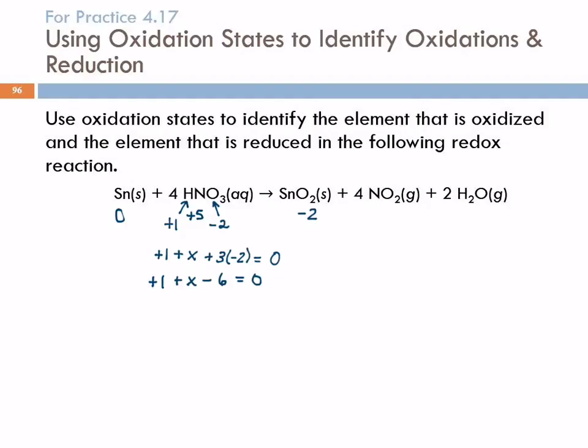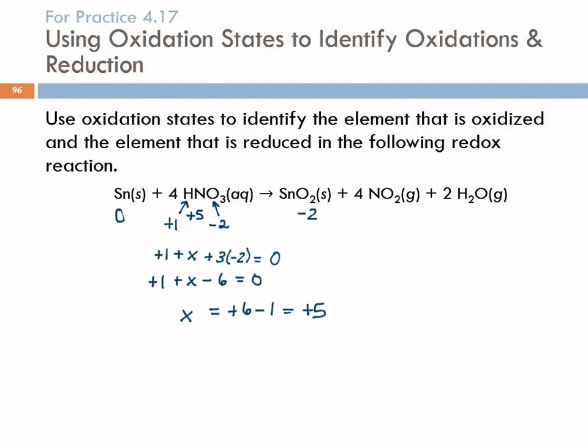So if I rearrange this, I get X equals +6 minus 1, which is +5. So in here I'm saying here's the oxidation state from hydrogen. It's +1, there's only one of them. I have 1 nitrogen, I'm going to call it X because I don't know what it is. I have 3 oxygens and they're each -2, and I know that all of these have to add up to 0. And so then I'm going to just solve for X, and X is 5.